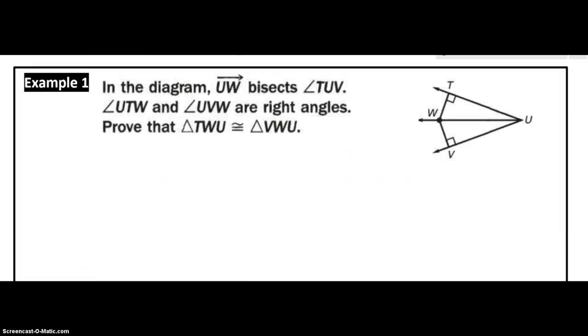Example 1. In the diagram, ray UW bisects angle TUV. So before we go on, I'm going to mark that, okay? So since UW is an angle bisector, it means that this angle is congruent to this angle because it cuts the bigger angle in half. Then it says angle UTW and UVW are right angles. Those are already marked for us.